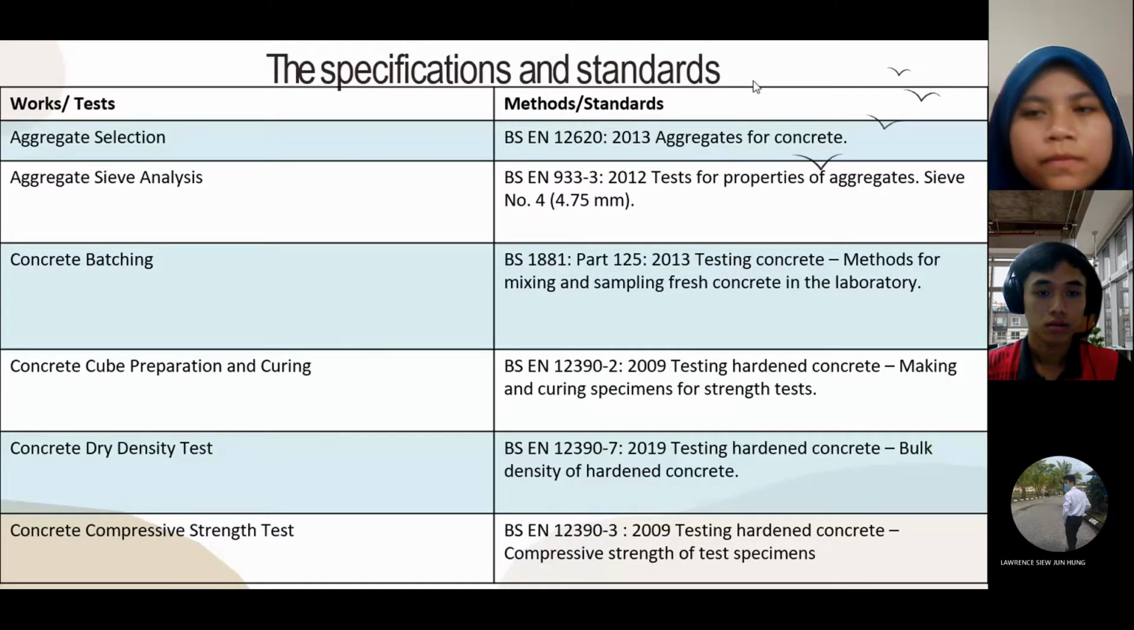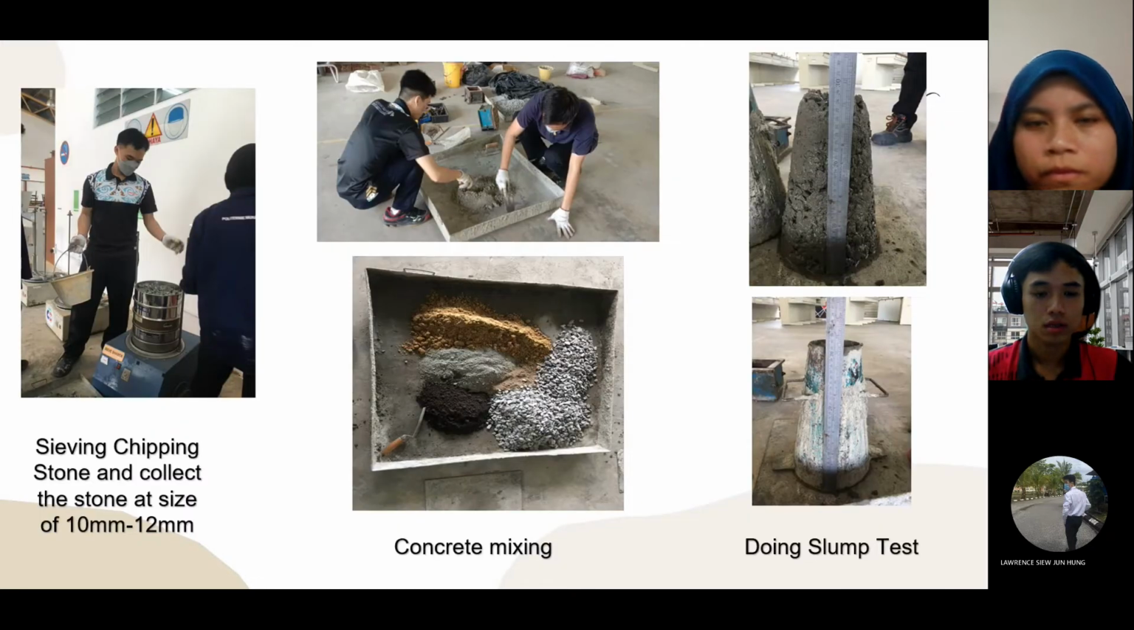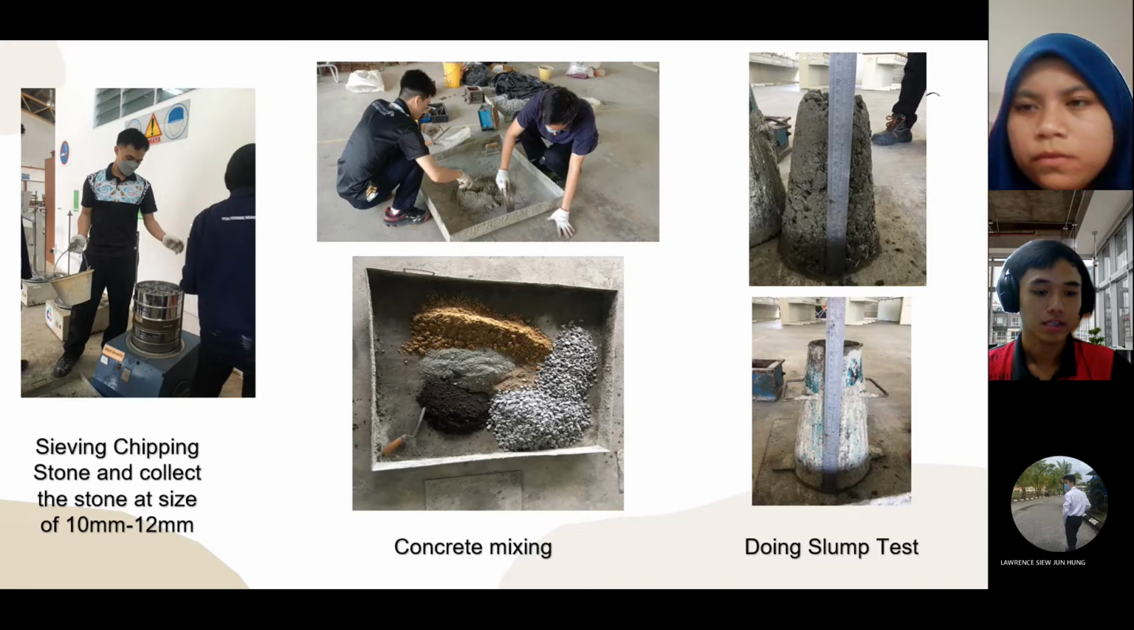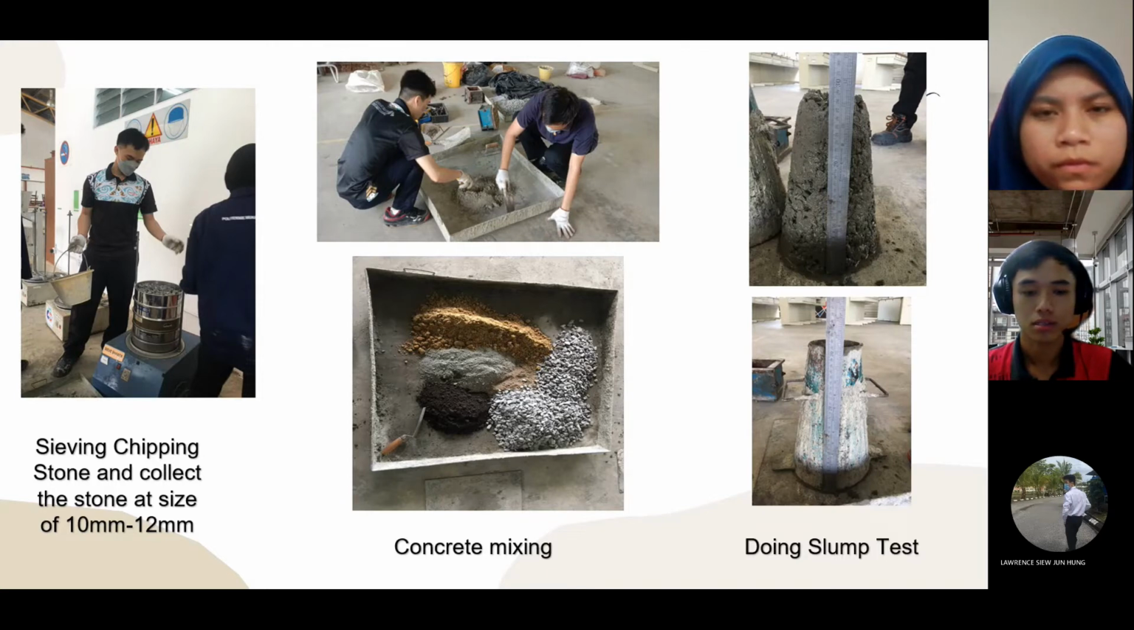Okay, so these are the specifications and standards that we are referring to. Next, these are the steps. Firstly, we prepare the chipping stone at the size of 12 mm, second step is concrete mixing, and third is doing some tests.